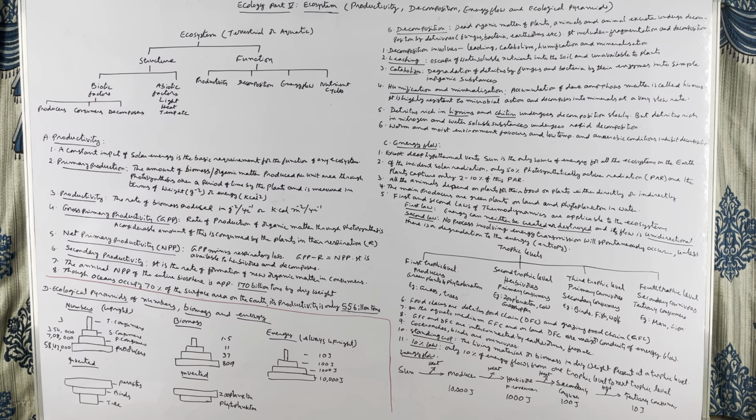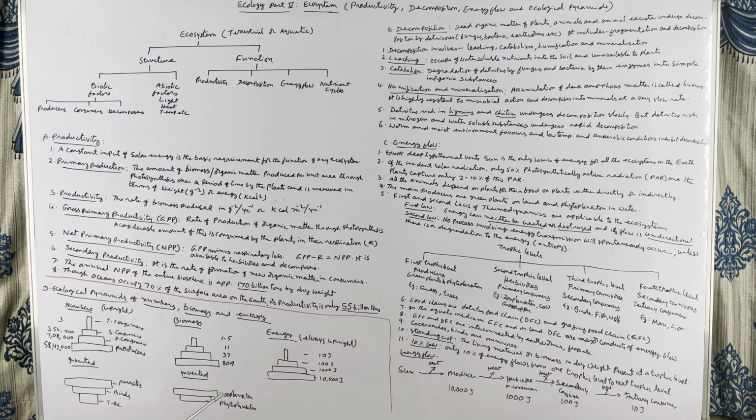Structure means the composition. Already you know that ecosystems consist of biotic factors and abiotic factors. Biotic factors means living beings. Abiotic factors means non-living things. The biotic factors are again divided into three types: producers, consumers, and decomposers. Producers synthesize food by using solar energy or chemical energy. Consumers consume the producers. And these consumers are again primary consumers, secondary consumers, tertiary consumers, like that.